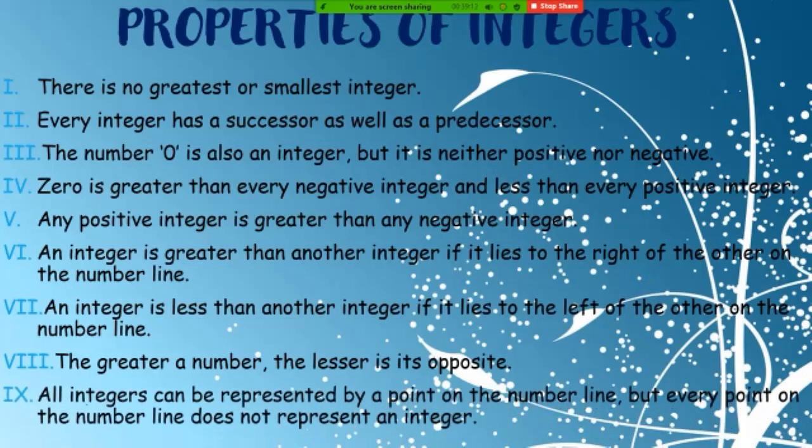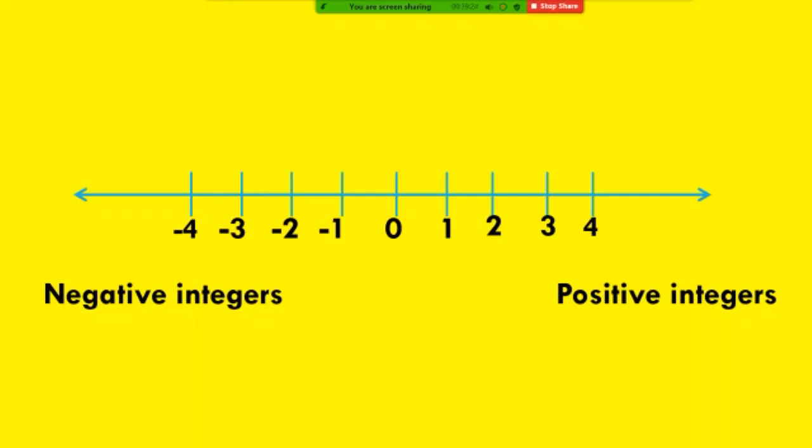Next, all integers can be represented by a point on the number line, but every point on the number line does not represent an integer. Let's see the number line again. Every integer, if we take 100, 1000, can be represented on a number line like this. But if I mark a point just in the middle, anywhere, it is not compulsory that it will also represent an integer. This is the property.